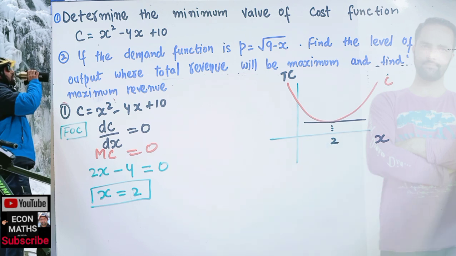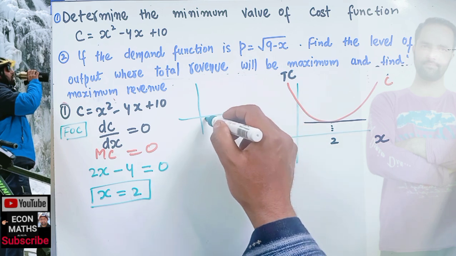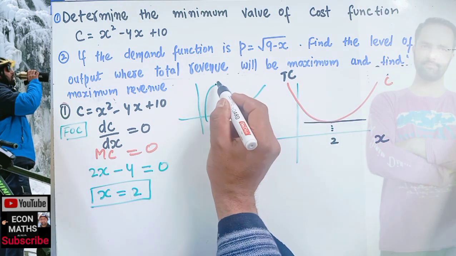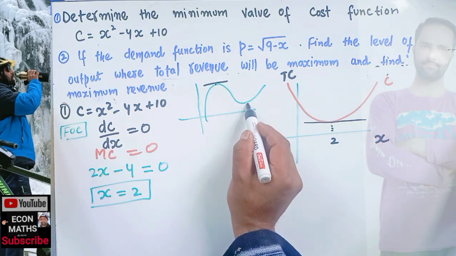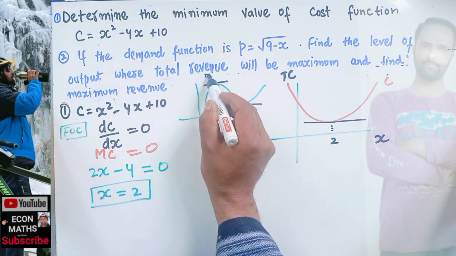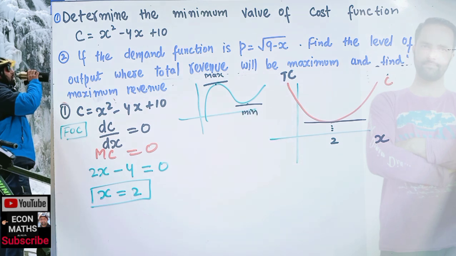We need to check the second order condition also. Why? We can have a graph like this at times, where there are 2 points where the slope is equal to 0. Here is one point, and here also the slope is equal to 0. Now, to really differentiate between the maximum point and the minimum point, we need to check the second order condition. The second order condition is used to check whether we are at a minimum or maximum.